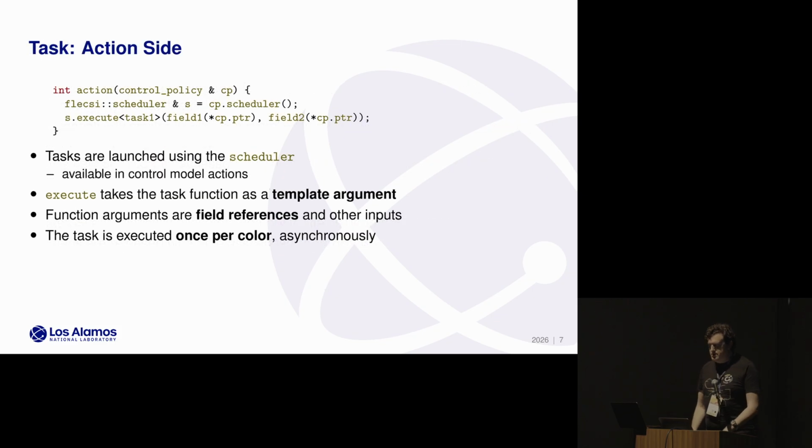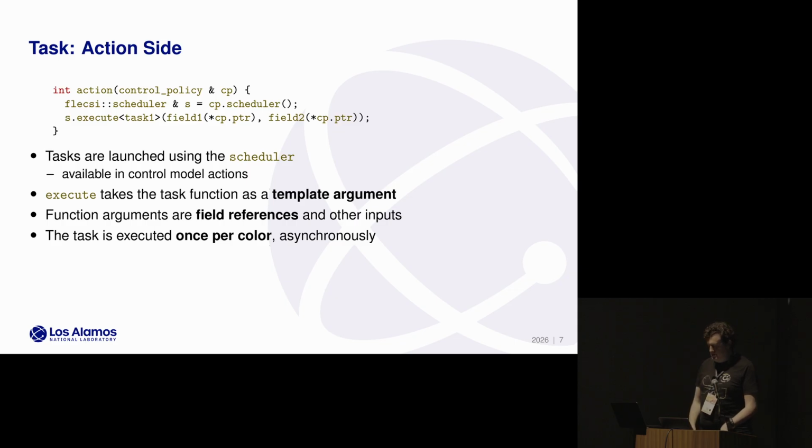So what does this look like? On the action side, you get the scheduler, which we saw very briefly when we were creating topologies, and you call s.execute, and you say what task you want it to launch. It actually looks a fair bit like an ordinary C++ function call, except that the task that you want to launch is provided as a template argument rather than as directly the thing being called. And then you supply things like these field references, where we have some mesh pointer and we have field 1 and field 2 defined on that. And those field references recruit the appropriate data, and then eventually the task will be launched once per color on that appropriate data.